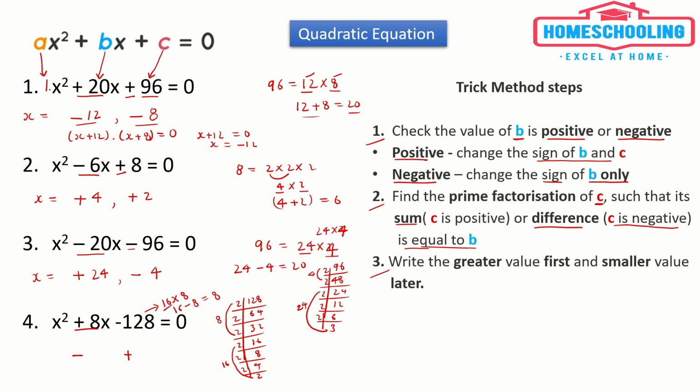So we have two factors here, 16 and 8. We'll write the greater value 16 first, and the smaller value later. So the two values of x are negative 16 and positive 8.